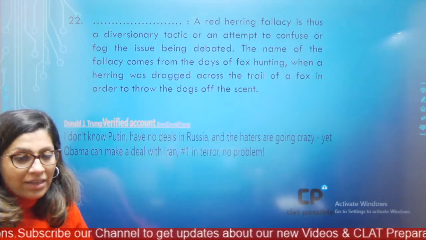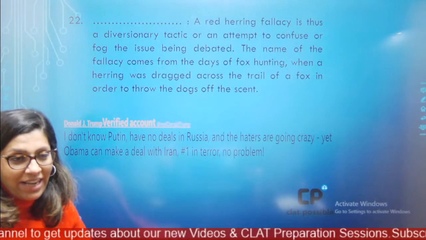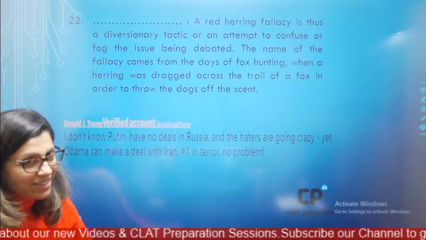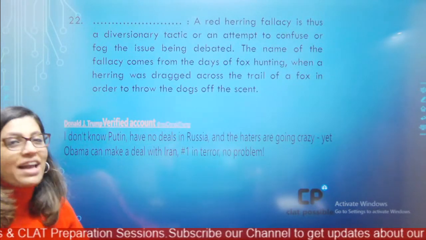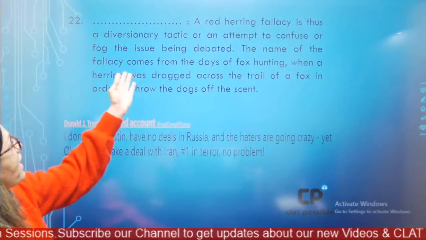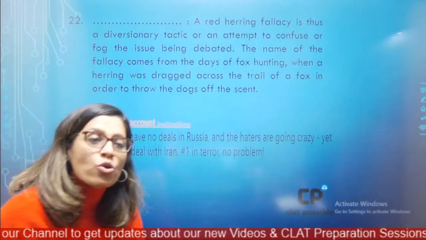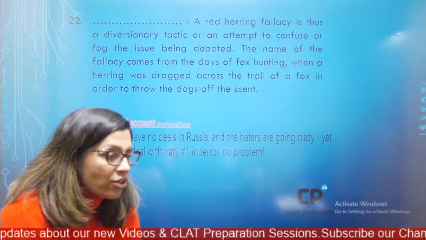Right? Yes, Akshita, very, very nice. It's Agatha Christie's fallacy. It's actually every detective's fallacy. So red herring, basically confusing the issue. We have seen it happen so much in our Indian media.